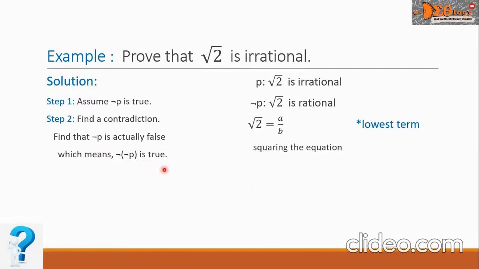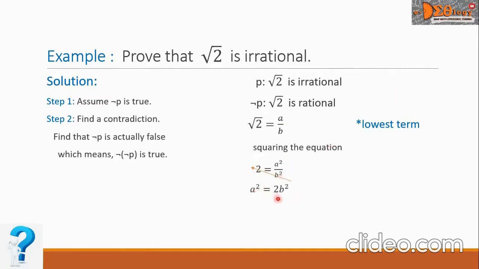What we're going to do here, let us square this equation. The square root of 2 equals a over b, when squared, becomes 2 equals a squared over b squared. Let us cross multiply this b squared to the number 2 on the left side, so that becomes 2b squared. Or we can write a squared equals 2b squared.